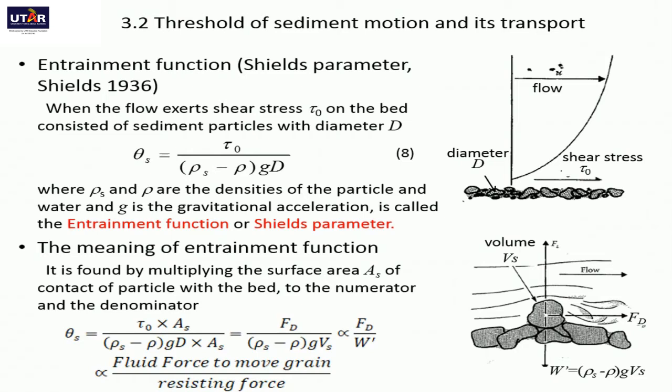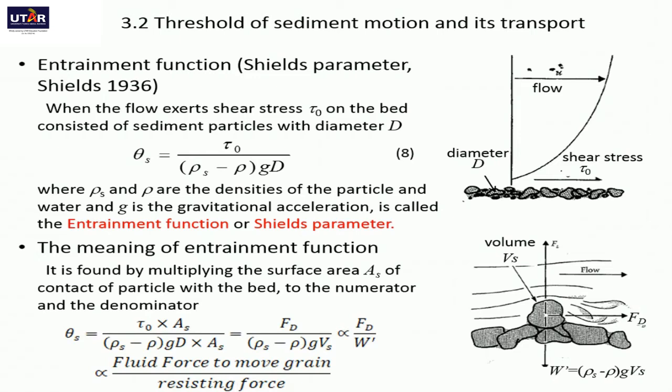The entrainment function is defined by the flow shear stress tau 0 divided by the density difference and by gD. Since this entrainment function was proposed by Shields, it is also called the Shields parameter. The physical meaning of this parameter can be found by multiplying the numerator and the denominator by the area As of contact of the particle with the bed.